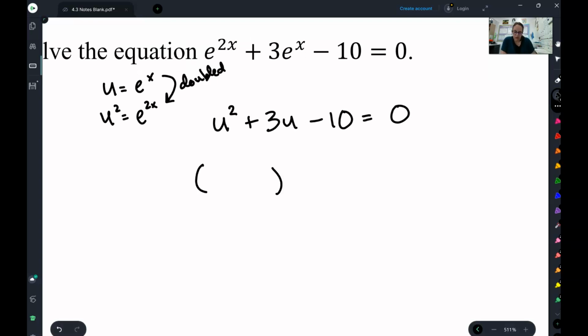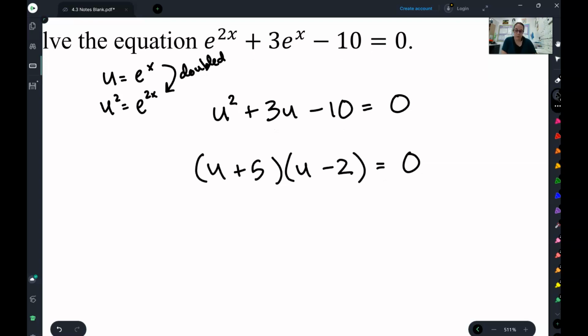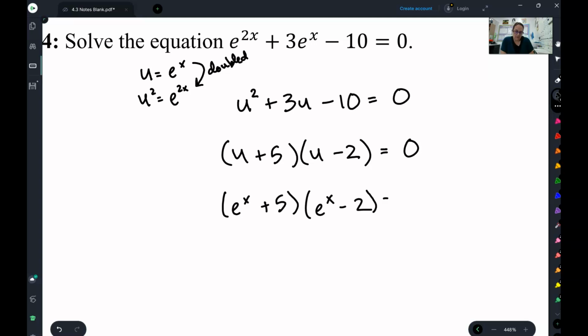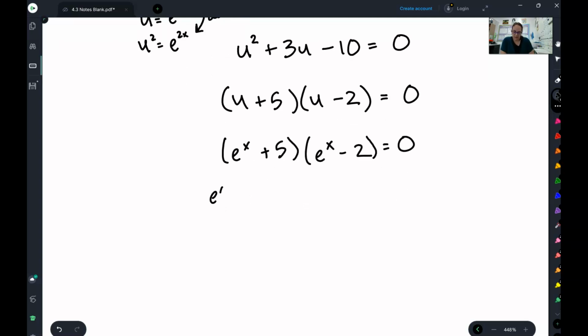So now that I do that, I just need to multiply to -10, add to 3, so I've got a +5 and a -2. Now remember, the u substitution is only there to make the factoring easier to wrap our head around. Once you have it factored, you need to change u back to what it started as. So I know u was e to the x. So I'm going to change my u back now that I have everything factored. And now I can set each thing individually equal to 0.